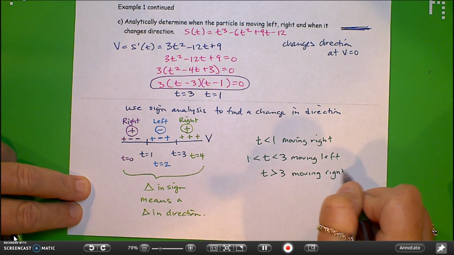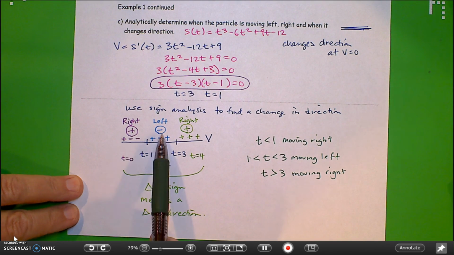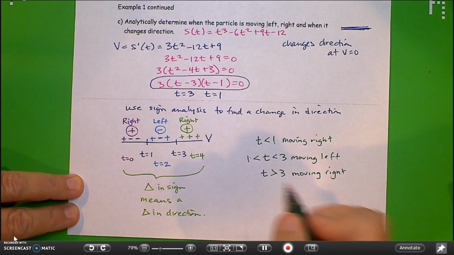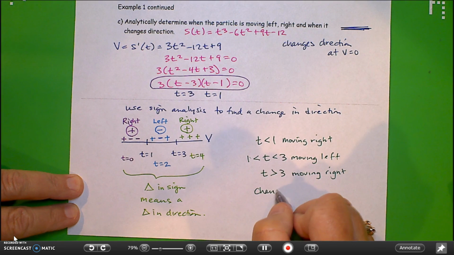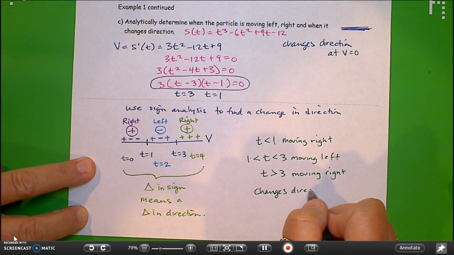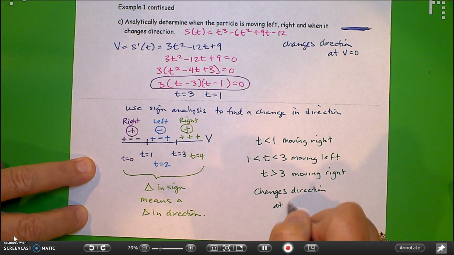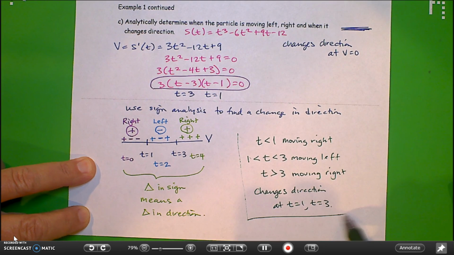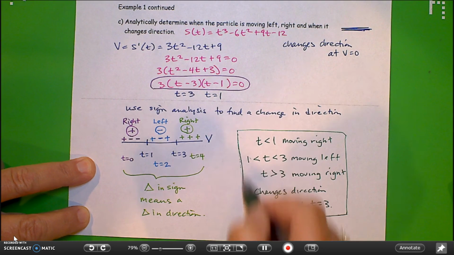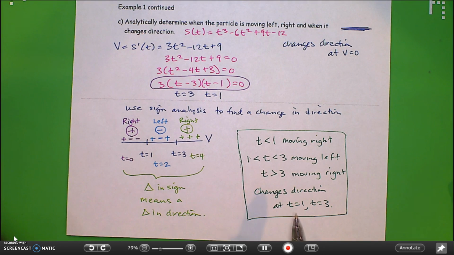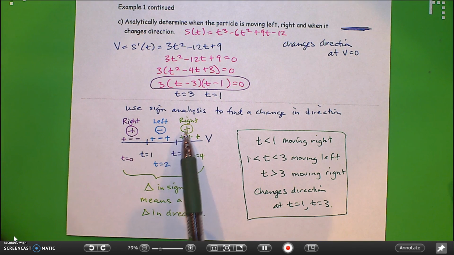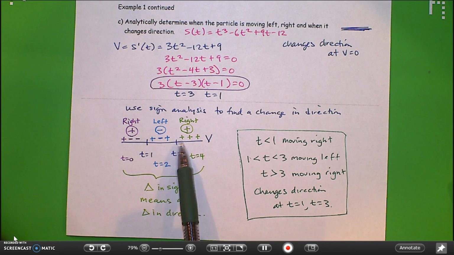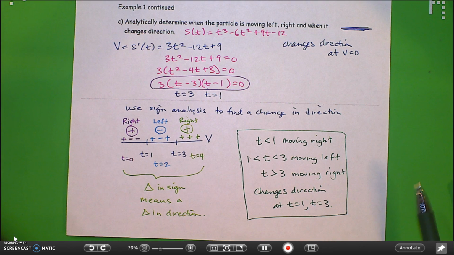And then we verified, because of the change in signs, it changes direction at t equals 1 and t equals 3. This is your full answer right there. Now, if we had got the same signs here, we would not be able to classify that as changing direction. We would just report the interval moving right or left as appropriate.